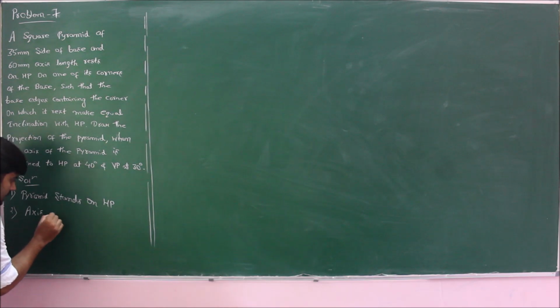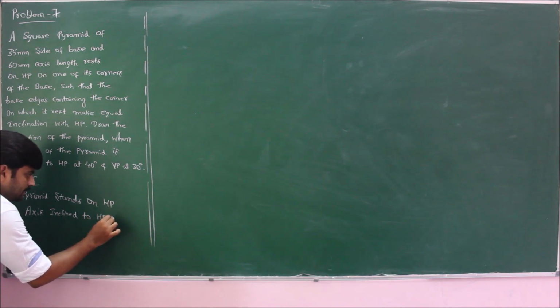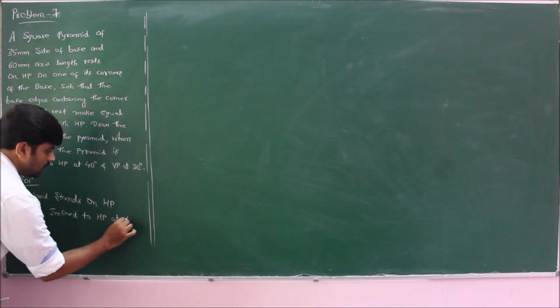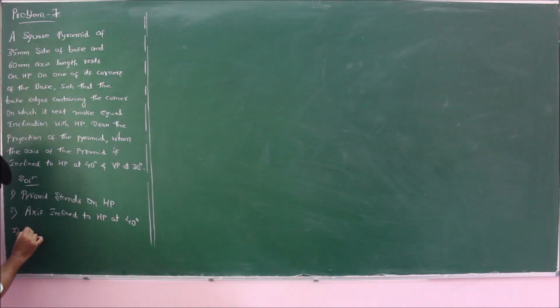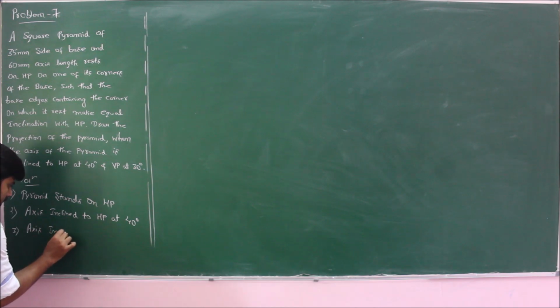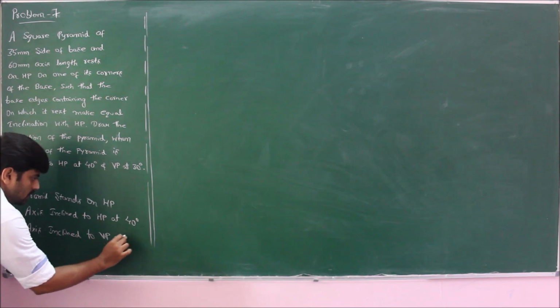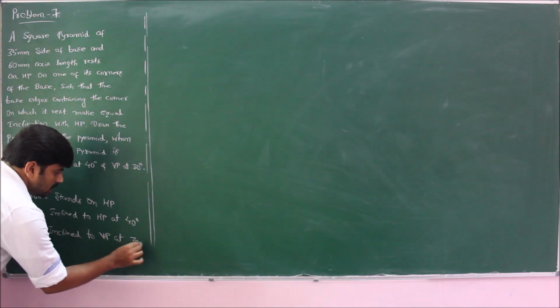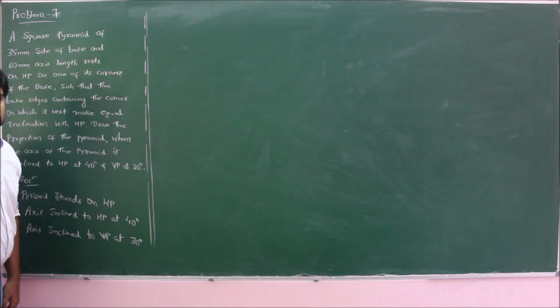That is, axis inclined to HP at an angle of 40 degree. In the third position, I should show the inclination of the axis with respect to VP at an angle of 30 degree. Here he has given the true inclination.